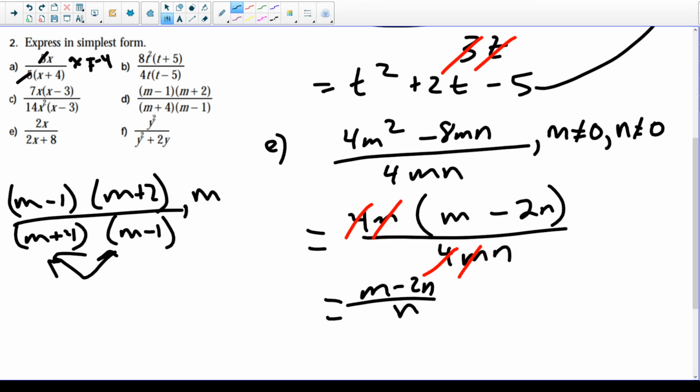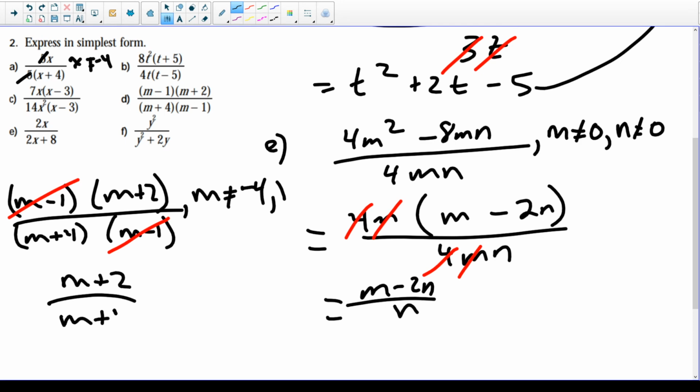Okay? So your restrictions would be m can't be equal to negative 4, and m can't be equal to 1. And once you've done that, m minus 1 can be canceled because everything's multiplying and dividing, and our final answer is m plus 2 over m plus 4. And that's going to be it for today's lesson.